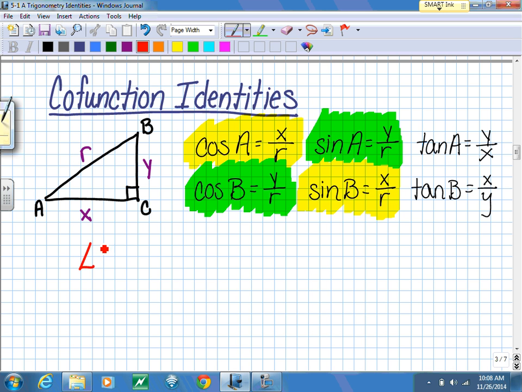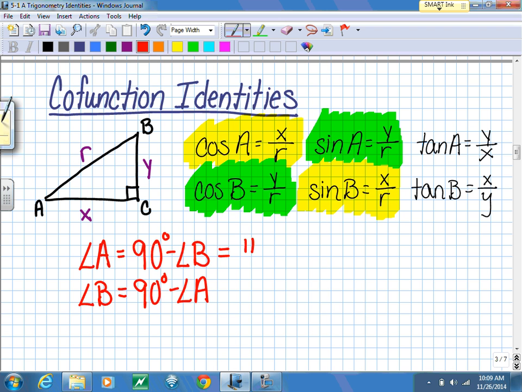What's happening here is, if I knew what angle B was, I could find angle A, because I already have a 90-degree angle here, by taking 90 minus the measure of angle B, and that would give me angle A. In the same way, for angle B, if we take 90 degrees and subtract angle A from that, we get the same thing. That's exactly what's going to be happening with our next identities. However, instead of using 90 degrees, we're going to use radians. So we're going to use pi over 2 minus angle B, and pi over 2 minus angle A.